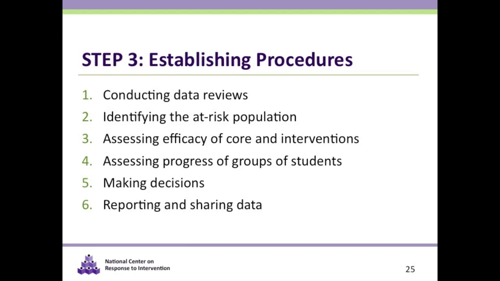Some procedures that you need to consider are conducting a data review, establishing the at-risk population, assessing efficacy of the core and interventions, assessing progress of groups of students, and making decisions, and then reporting and sharing that data. During the screening data decision-making webinar, you've learned about the first 5 options: conducting data reviews, identifying the at-risk population, assessing the efficacy of the core and interventions, assessing progress of groups of students, and making decisions. We're going to now talk about the last one on the list, reporting and sharing data.